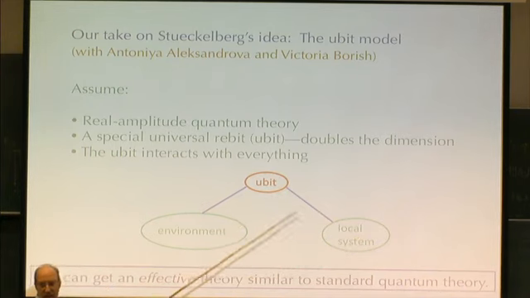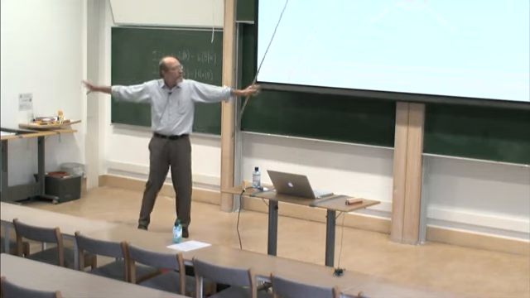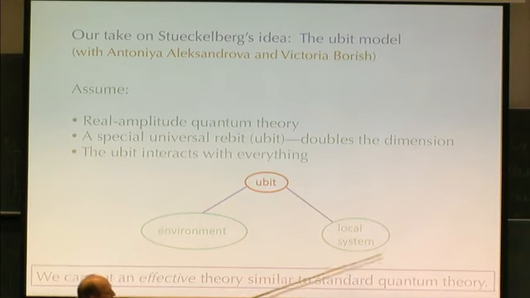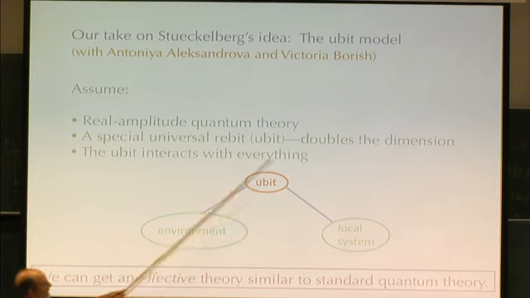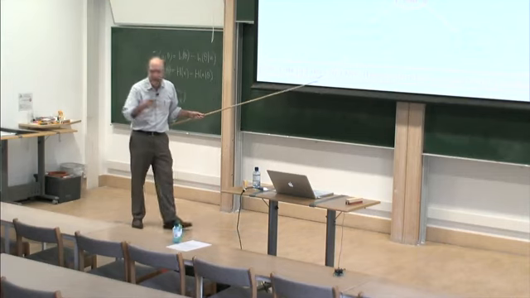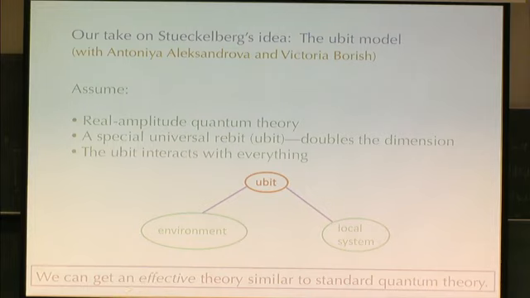So our model then is you've got some local system that you're studying. It's interacting with the U-bit. But the U-bit is also interacting with everything else in the world, which is this huge environment. And our question is, what is the effective theory of this piece when you don't have access to the environment? What does it look like? That's what we look at. And basically, the punchline I'll give you right now is we can get an effective theory that's very similar to standard quantum theory.